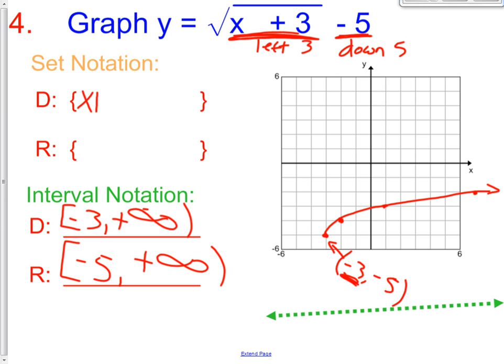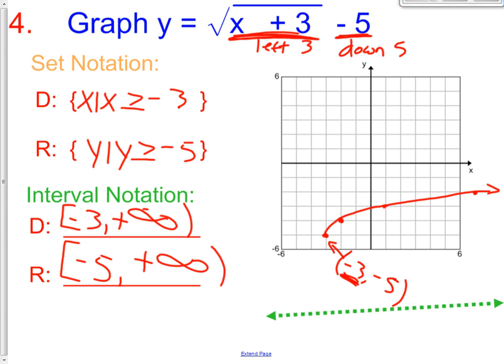For your set notation, x such that x is greater than or equal to a negative 3. Your range, y such that y is everything that is above negative 5. So if it's above, we say it's greater than or equal to a negative 5.